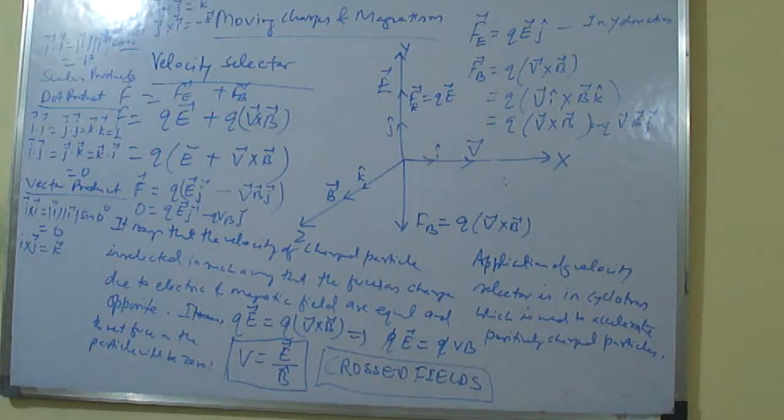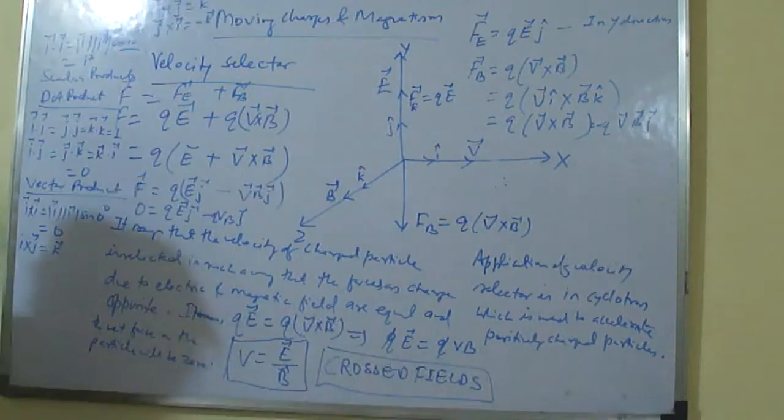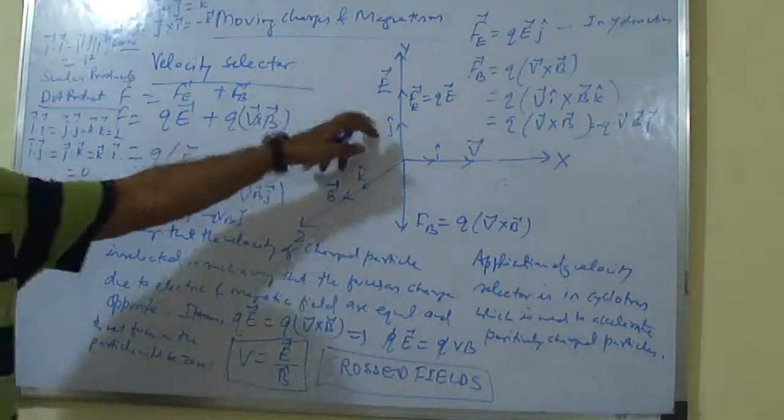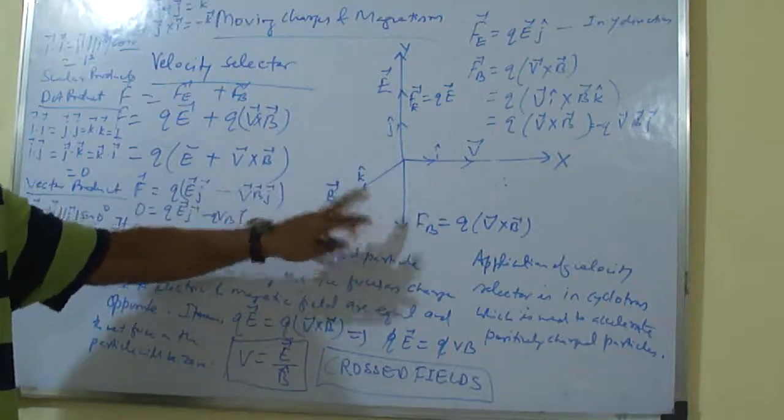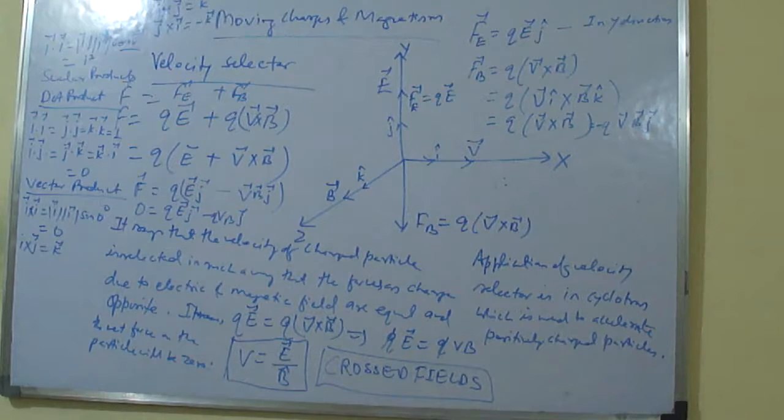So the particle will get undeflected. There will not be any deflection. There will not be any force on this particle when the electric field and magnetic field are perpendicular to each other and the forces are in opposite directions. The net force will be zero, so there will not be any force on the particle.